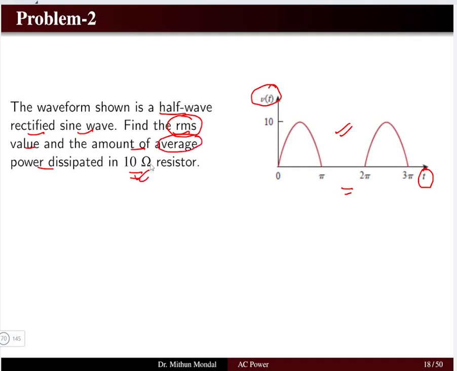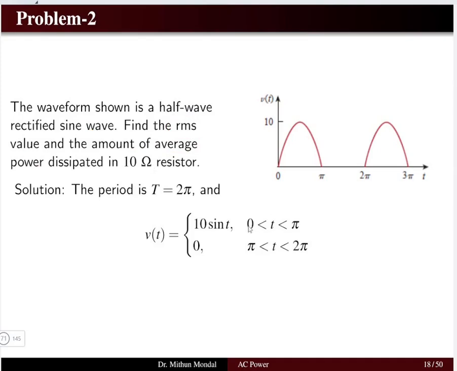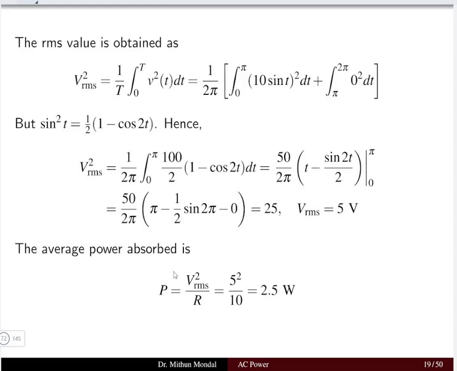Similarly to the previous problem, first you have to determine what is the time period. You can see that from 0 to pi you are having one waveform, and from pi to 2 pi there is no waveform, because it is a DC waveform which will be there only for one cycle. So from 0 to pi you are having 10 sin t as the waveform, whereas from pi to 2 pi the waveform is 0 because you do not have any cycle in that.